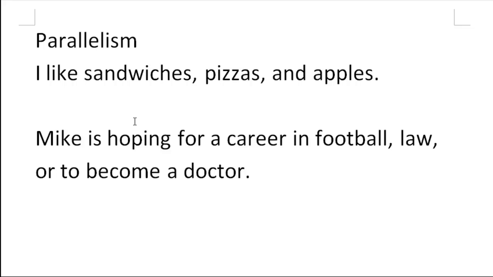So again, Microsoft Word is not going to pick it up. Obviously, they don't check for styles or these kind of errors, parallelisms. But how can you fix this? Or where do you see the error? You see that Mike is hoping for a career in football, law, or to become a doctor. Again, it's this infinitive phrase over here. So what can you say? To become a career in, you have to talk about a field. You could say football field, law field, or what field? A doctor would probably be in the field of medicine. So you could say medicine. That would be correct. Mike is hoping for a career in football, law, or medicine. That would be parallel.